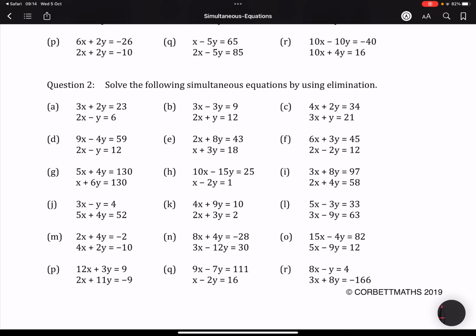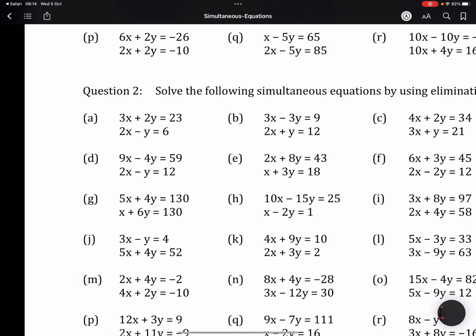As you can see on the board, this is 3x plus 2y equals 23, and this is 3x minus y equals 6. As you can see, this is 3x, this is 2x, not the same, and this is 2y and this is negative y, not the same. So they've got different coefficients, and we are looking to simplify. To simplify this, we have to make the coefficients the same.